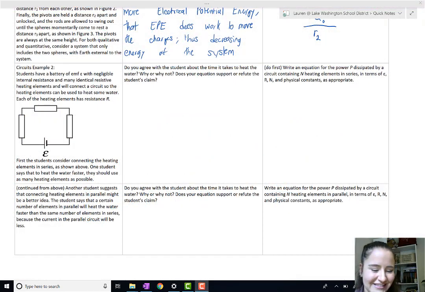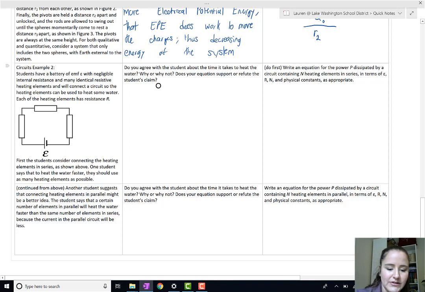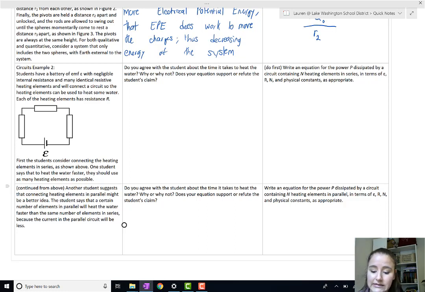Okay, last problem in the set. This one, we're also looking at circuits. This is one of the styles of problems where we are deriving an equation and seeing if we agree or disagree with a student and how our equation supports that. Students have a battery of negligible internal resistance and identical resistive heating elements with resistance R that they want to use to heat water. First, the students consider connecting them in series. One student says to heat the water faster, they should use as many heating elements as possible connected in series.